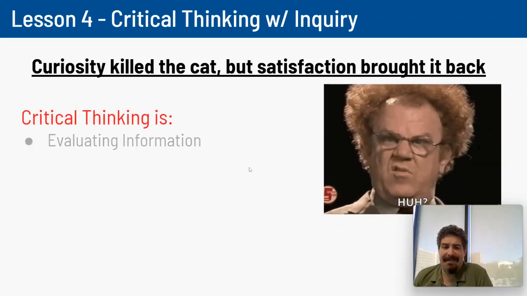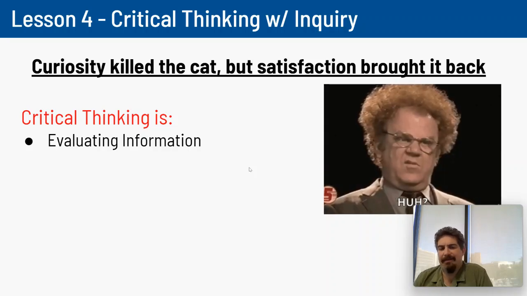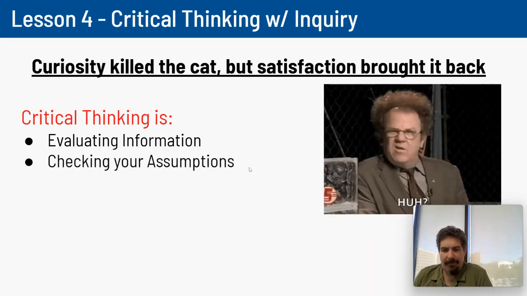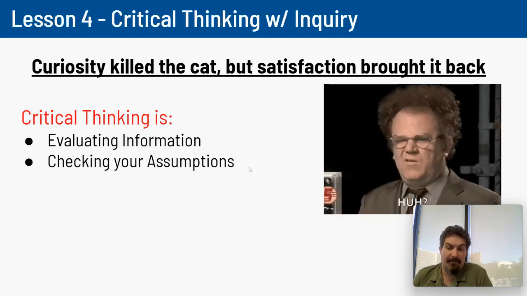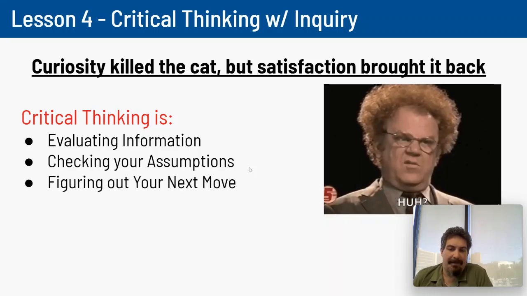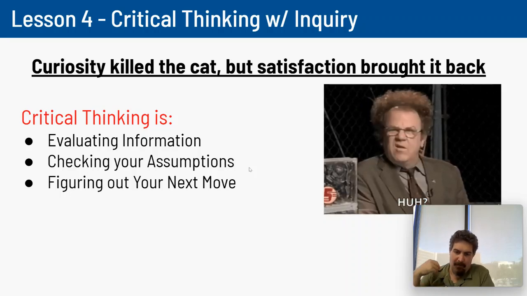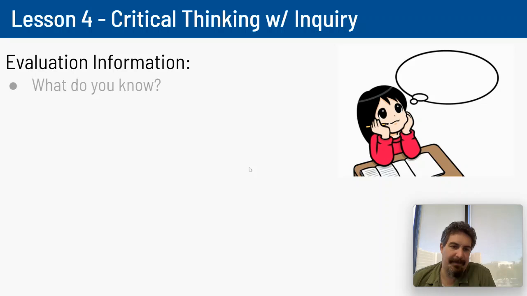Critical thinking is evaluating information, thinking about it in comparison to other things we know, checking our assumptions. We assume things all the time, and we need to make sure those assumptions aren't causing us to miss important ideas. And then figuring out our next move: from what we currently know, what's the next best thing to do? So let's take a look at this idea, evaluating information.